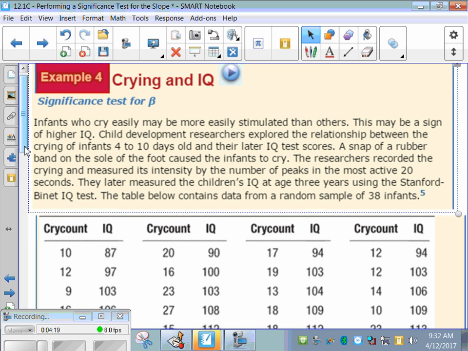So, significance test. Let's run through one. Infants who cry easily may be more easily stimulated than others. This may be a sign of higher IQ. Crying more means you might be smarter. Child development researchers explored the relationship between the crying of infants 4 to 10 days old and their later IQ test scores. A snap of a rubber band on the sole of the foot caused the infants to cry. The researchers recorded the crying and measured its intensity.